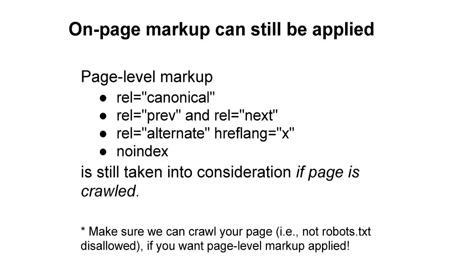Another background piece of information that I'd like to mention is that page-level markup is still taken into consideration in tandem with URL parameters. So if you have page-level markup like rel canonical, rel next prev, or rel alternate hreflang, that's fine and can still be used by Google, even if you're using URL parameters. Just make sure that we can still crawl your page, meaning that it's not robots.txt disallowed, or you haven't set it to not be crawled in URL parameters. As long as we can crawl your page, we can still use the page-level markup.